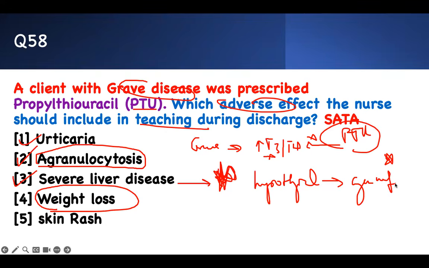So test taking skills and critical thinking. You should not pick this. Even though they have Graves' disease, I've blocked them completely. I've turned them into hypothyroid, so they should gain weight. They also have skin rash. So these are the ones you should include: 1, 2, 3, and 5.